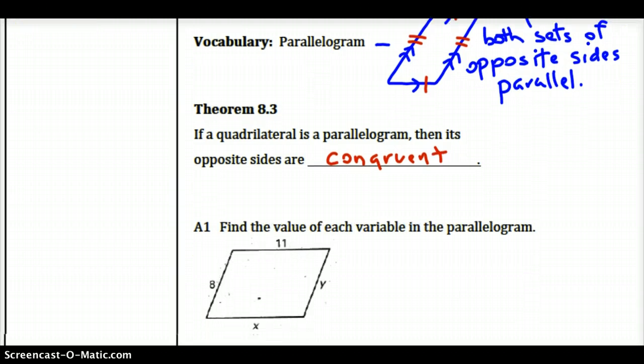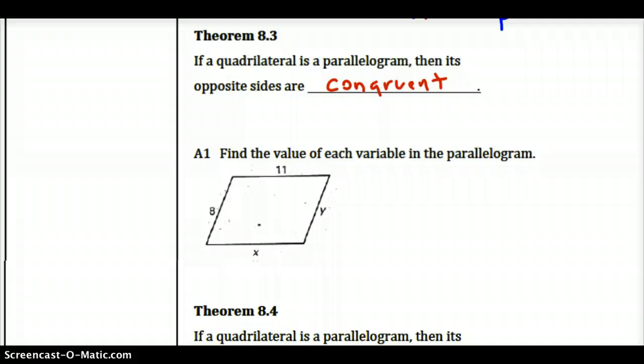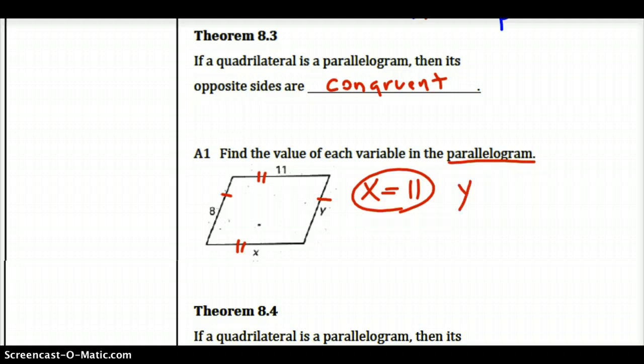Now what that leads to are problems like this A1 problem. Find the value of each variable in the parallelogram. Since it's a parallelogram, I know that this is congruent to that, and this is congruent to that. So x can be set equal to 11, and we're done. y can be set equal to 8, and we're done.